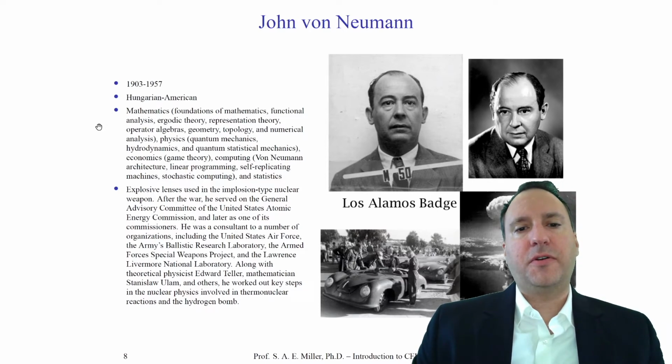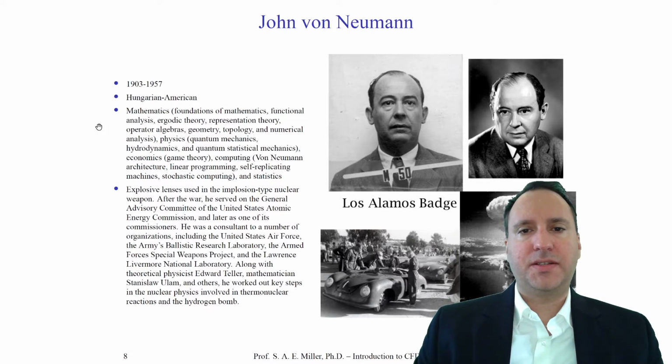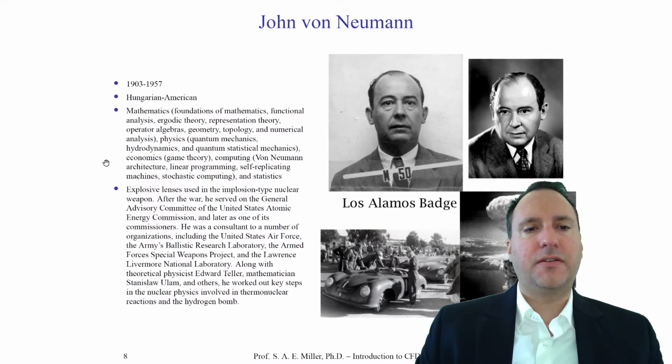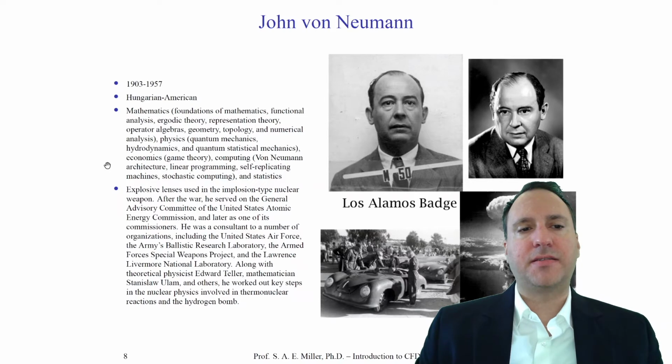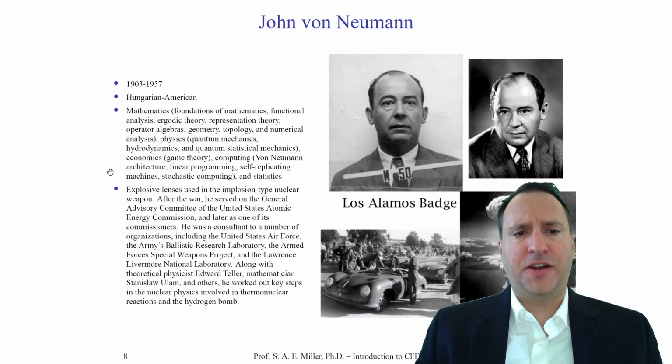You may not have heard of him too much today because his work was spread out, but I've listed just a few things he was known for here on the left for you to consider. For example, quantum mechanics, hydrodynamics, which is really our field, quantum statistical methods, all kinds of areas of mathematics, including geometry, topology, and numerical analysis, which is what we're looking at here. The idea of game theory, which changed economics, and of course, the von Neumann architecture.